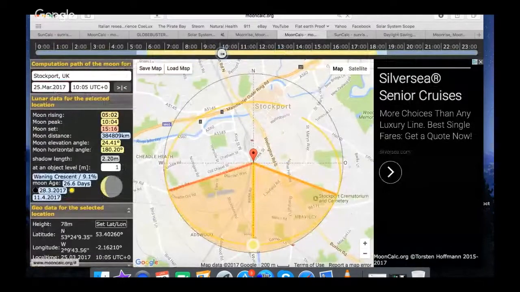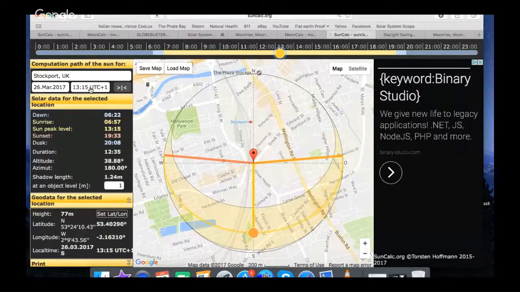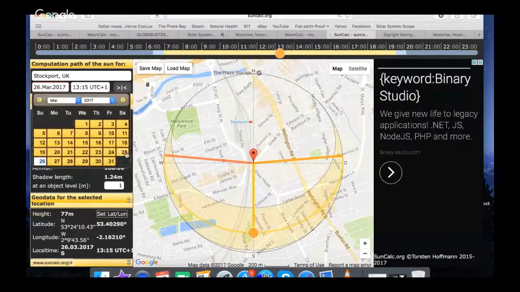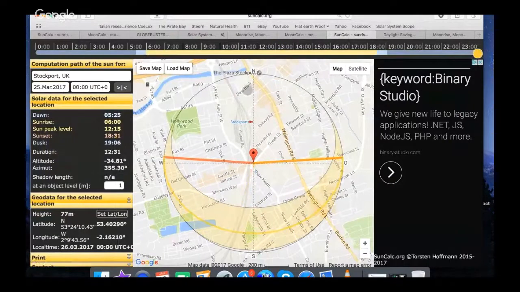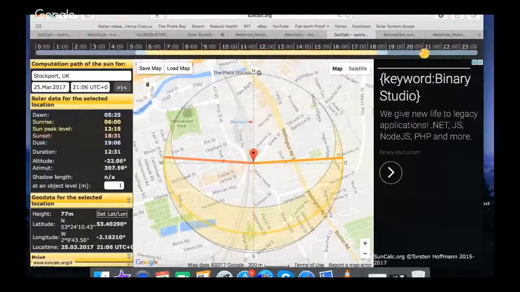Let's change this. Let's see where the moon will be at the end of the 25th of March. Look, it would be there. Can you see? So now we're going to move Sun Calc for the 25th of March. Where will the sun be at the end of the 25th of March? It will be there. Solar noon will be at 12:16. I think these guys have it more right, but ballpark. Okay, end of the day. Oh, sun will set at, well, looks like 18:30, 31. Let's see.